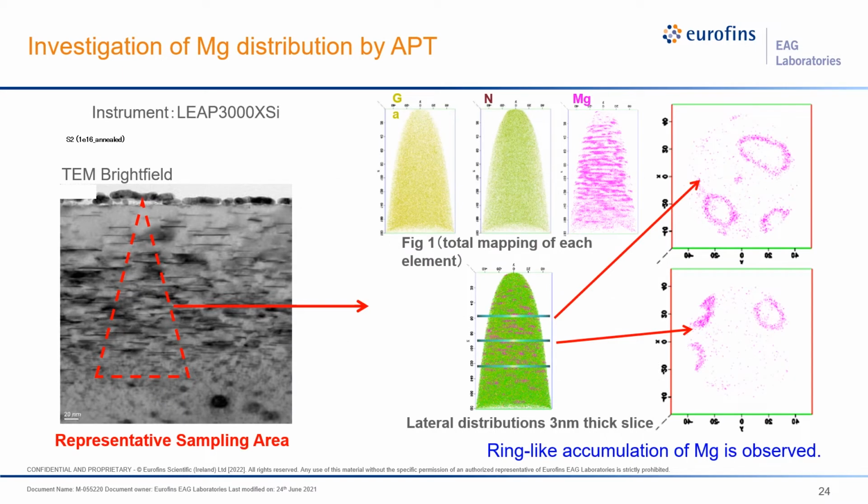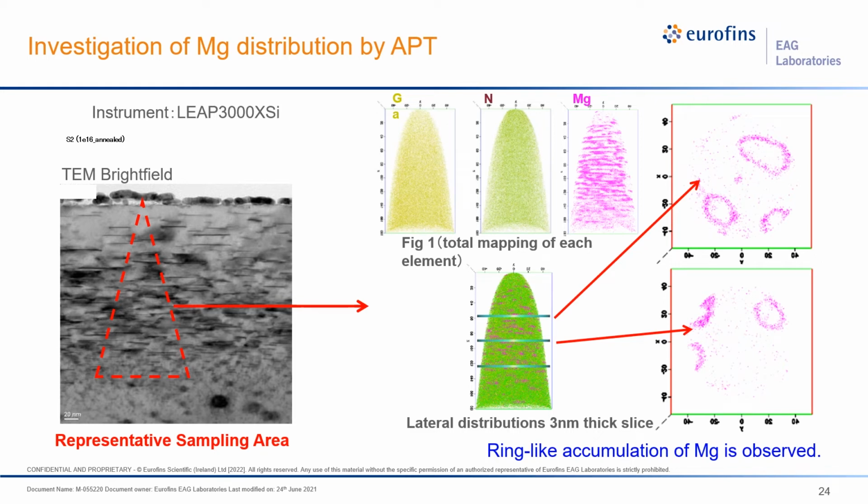For doing atom probe tomography, we're going to make our needle out of this region here in the sample, and this is the kind of result we end up seeing. We get this mapping of gallium, nitrogen, and magnesium within the tip itself. This here is the overlay of all three. But then we can take lateral distribution slices, in this case 3 nanometers thick, and observe along the C-axis, like the vertical axis. So if we're looking top down at the needle and plot the magnesium, we see that there's ring-like accumulation of magnesium within each of these 3 nanometer layers.